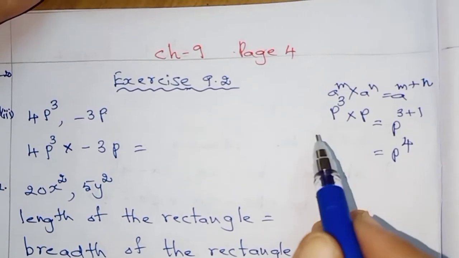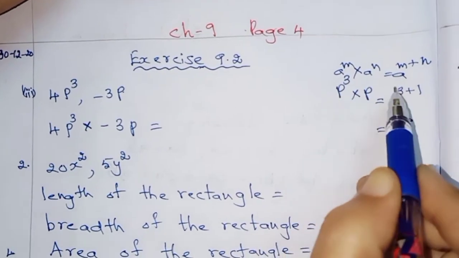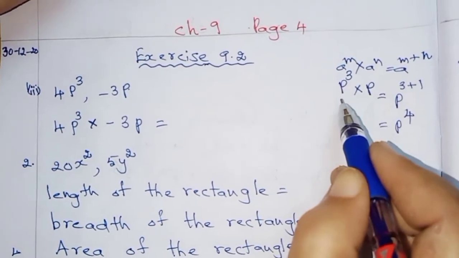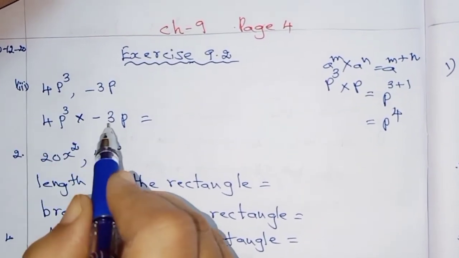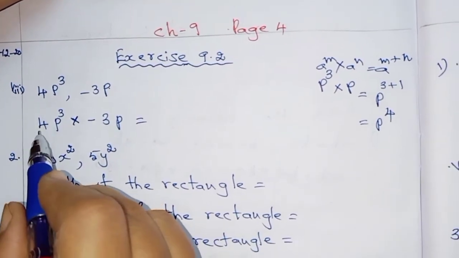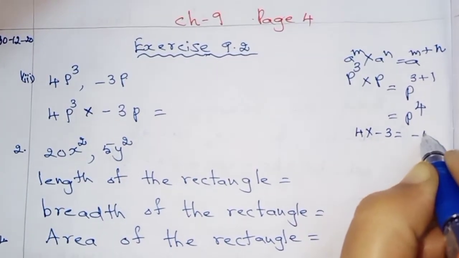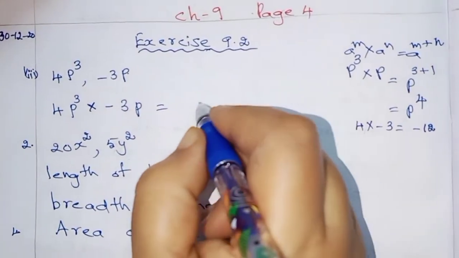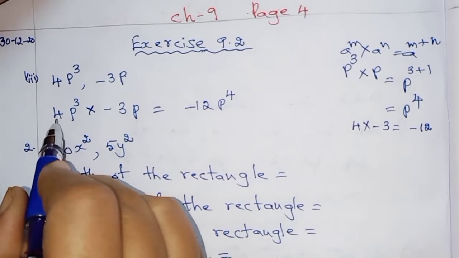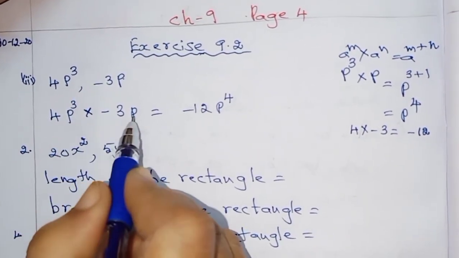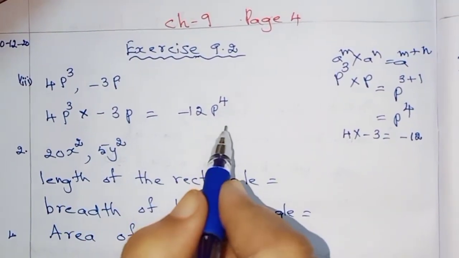So in this chapter we use this law of exponent while finding the product of these polynomials. First we multiply the coefficients: 4 into minus 3. Plus into minus is minus, and 4 threes are 12. So it is minus 12 p to the power of 4. P cube into p is equal to p to the power of 4. This is how we got the product.